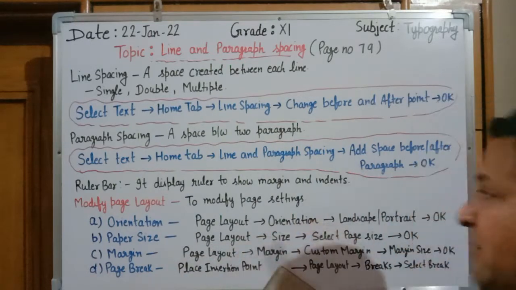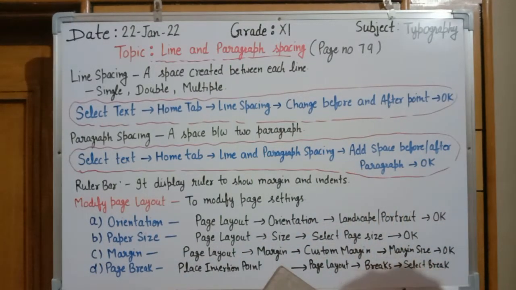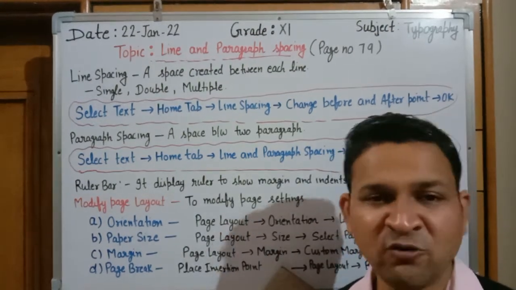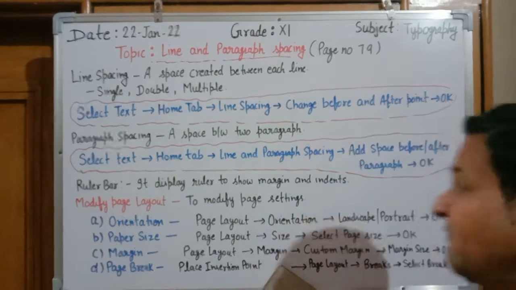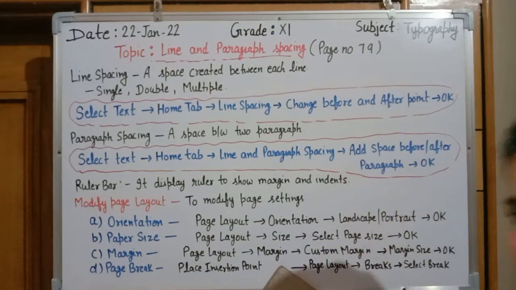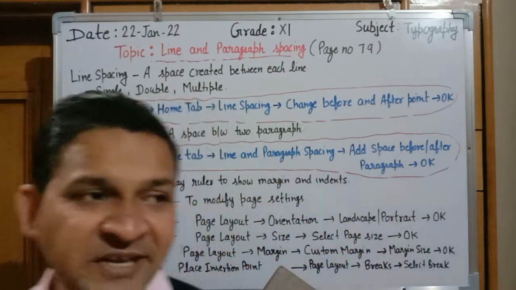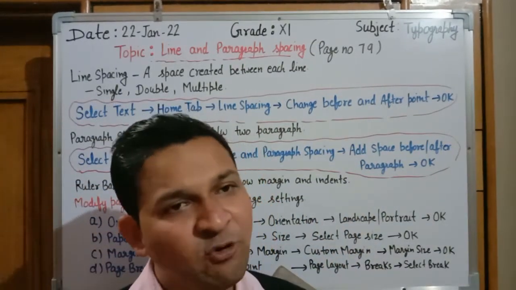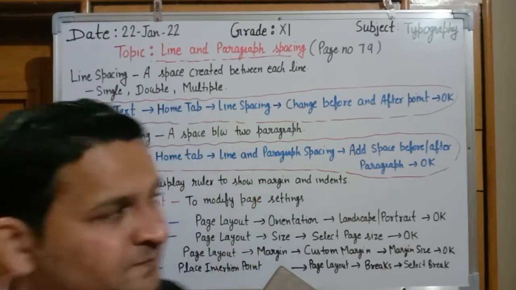You will give the space in size format. How much space you want to give? You will give the size like 0.75, 1.25, 2.25. You will write add space before and after paragraph and you will press OK. So afterward in each paragraph there will be an equal space just after or before the paragraph.